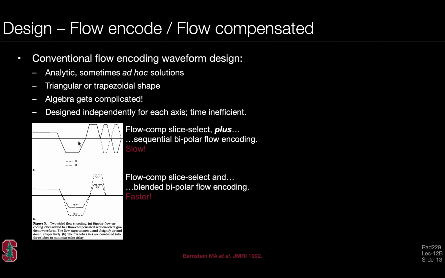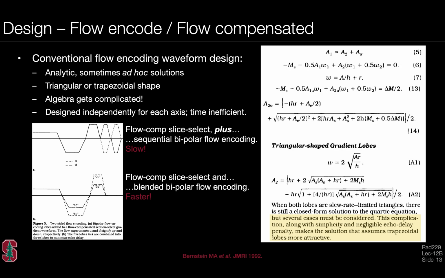So these gradients are just essentially blended with the earlier gradients to produce the desired moments that at this point here you either flow compensated or flow encoded, depending on what the target is. The algebra for doing so gets a bit complicated, and back in the 90s it was of course important to come up with clever analytic algebraic expressions for these kinds of things so that they could be implemented on scanners and executed quite quickly. And these analytic solutions are still useful, but as I'll demonstrate, they're no longer the fastest possible solutions under all conditions.